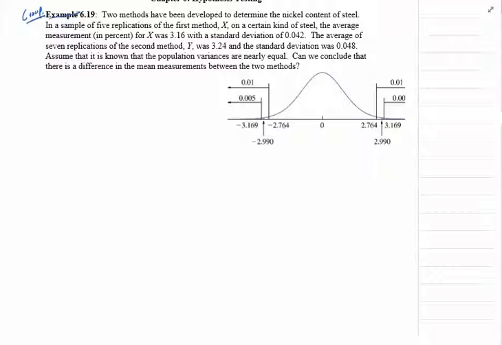All right. What's this? Degrees of freedom from each side is just n minus 1. Yeah, degrees of freedom would be n minus 1 for each data set.